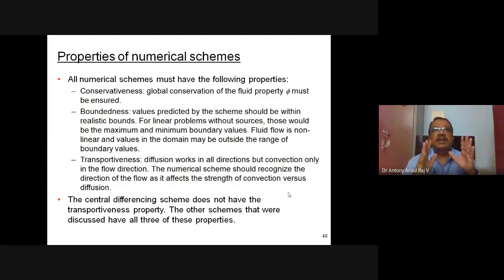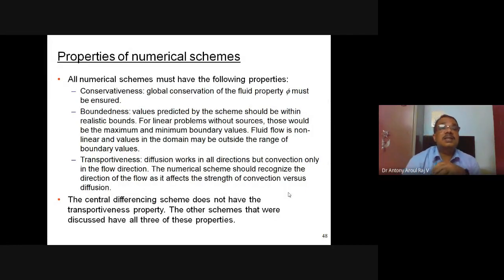When your iterative procedure does not have the boundedness property, that means it does not have stability, then naturally you will be getting values outside the limits. For example, if you are giving 130, you may get a value beyond 100, and you may get a value less than 30. That is called instability, and also unboundedness. But the scheme you are using should have the property of boundedness.